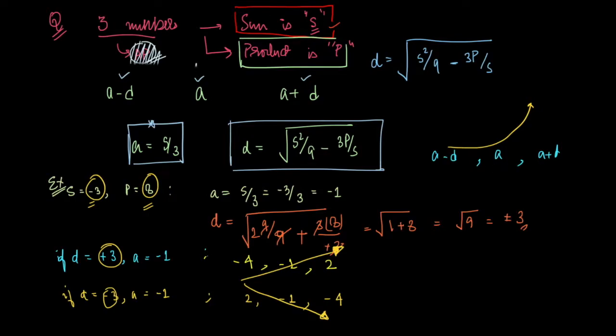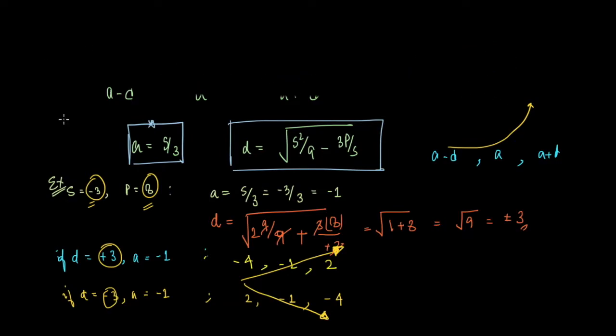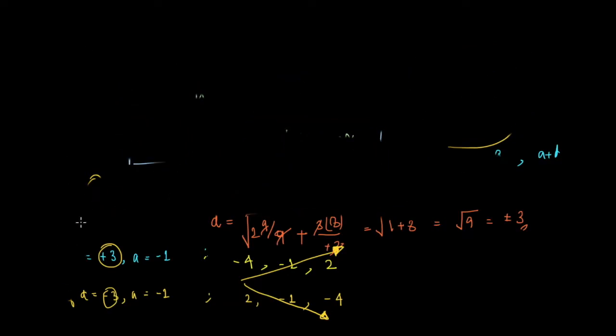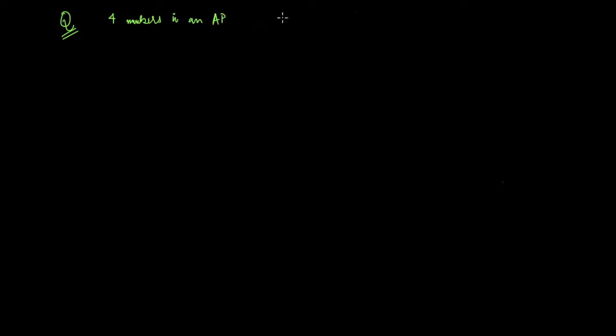Now, let's move on from 3 numbers to, say, 4 numbers. Okay, so we do the same thing, but in that case we have to be a bit more clever, in the sense that we would have to consider 4 terms rather than 3 terms. So in this case, we're going to take 4 numbers in an AP, and we're going to say that the sum of the numbers is S, and the sum of the squares is, say, P.